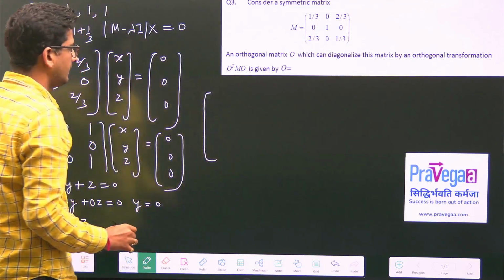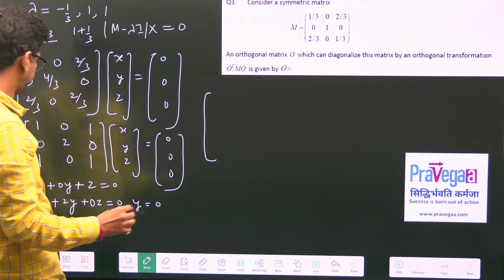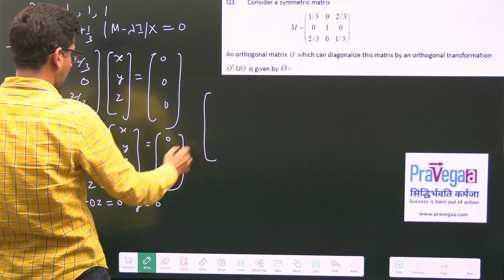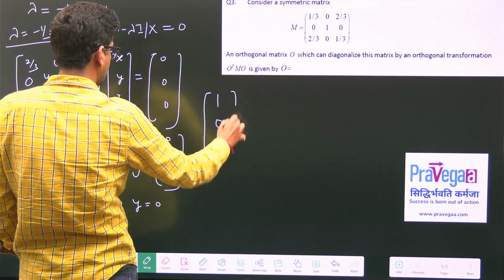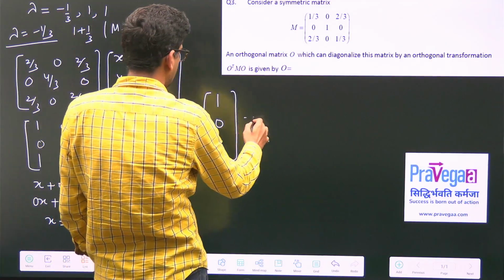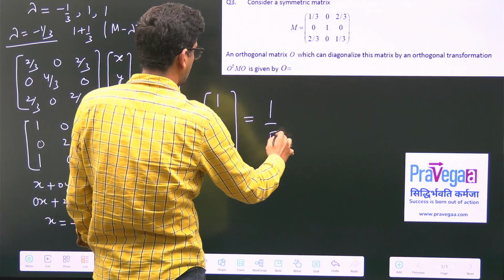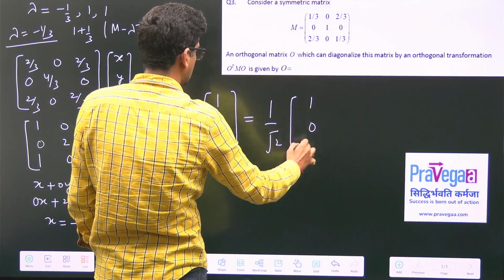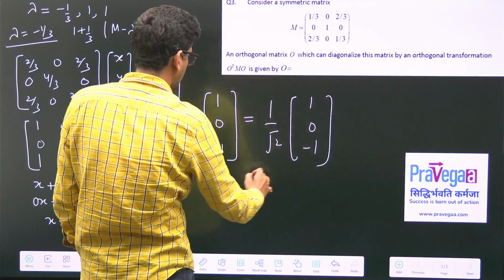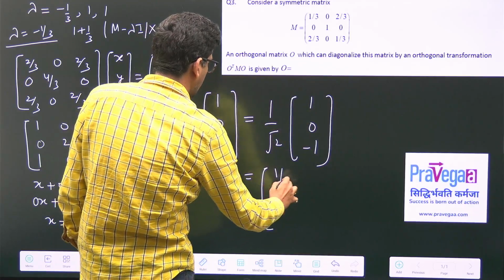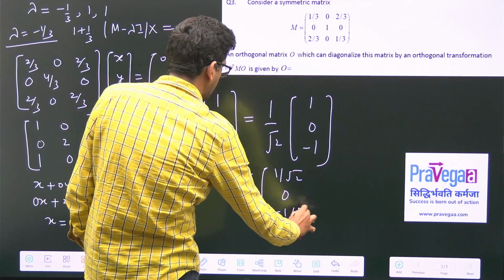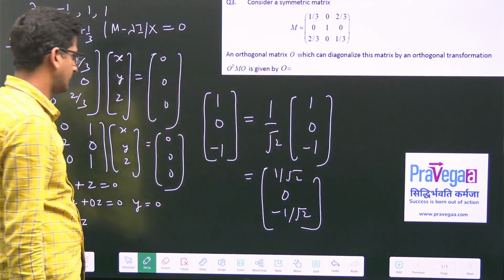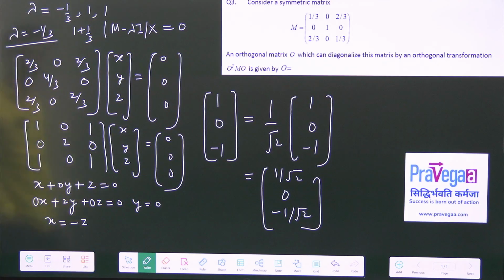You can write here the vector. If I write x as 1, it will become minus 1 and this will become 0. And if I normalize it, it will become 1 by root 2 times (1, 0, minus 1). Okay, you can write it like this also: 1 by root 2, 0, and minus 1 by root 2 as a vector. Okay, so this is for lambda is equal to minus 1 by 3.